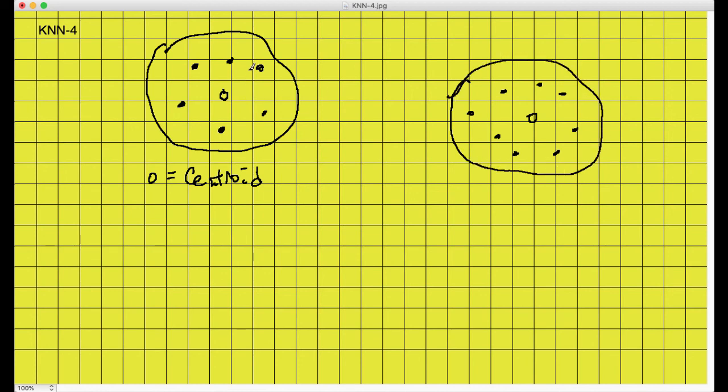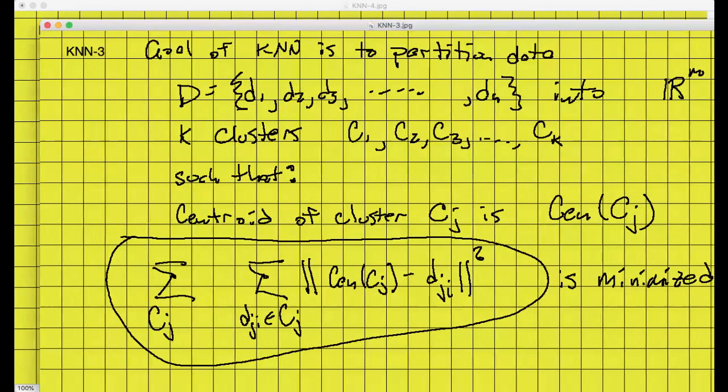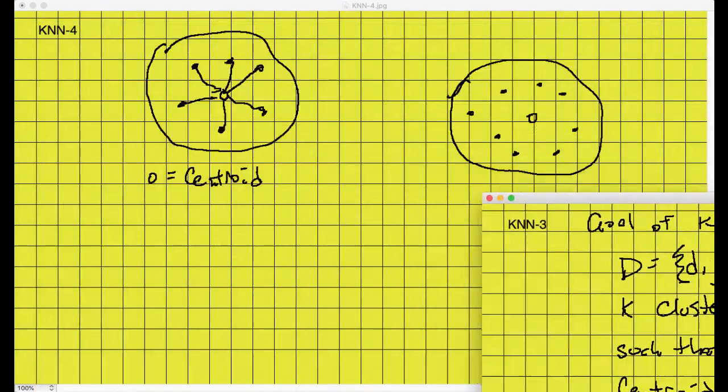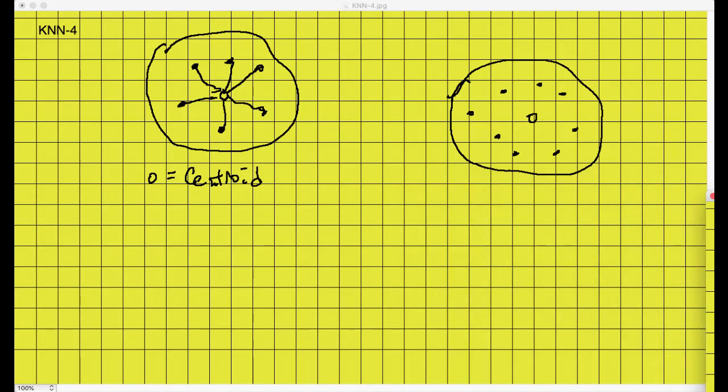What I am doing is I want to calculate this distance and square it. What that corresponds to is this inner summation right over here. In other words, I am summing up the squared distances of all the points in the cluster from its centroid.